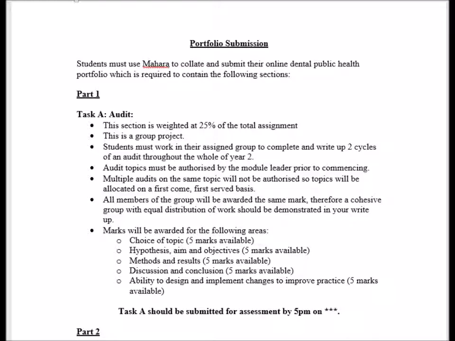So as with most group projects, you will all receive the same mark in your group for this assessment, and therefore we are looking for equal distribution of work and good team working mentality in it. So you need to complete and write up 2 full cycles of audit throughout the 9 months that you have to complete the task. And when we come to mark it, we look at 5 different areas in terms of the marks that you receive.